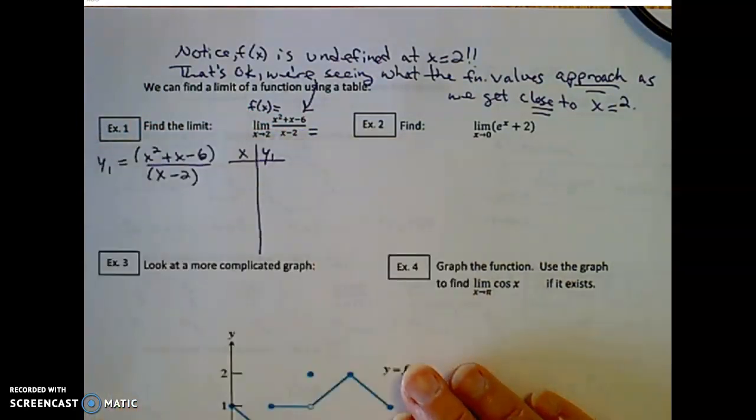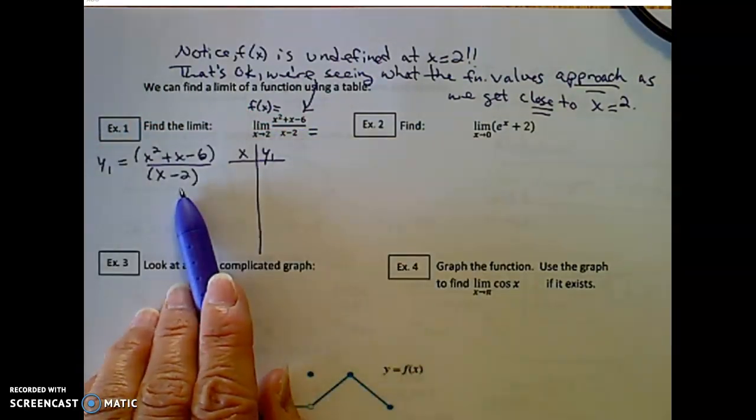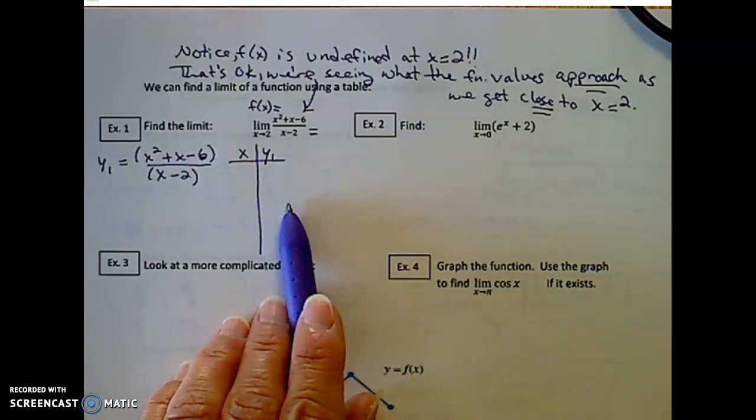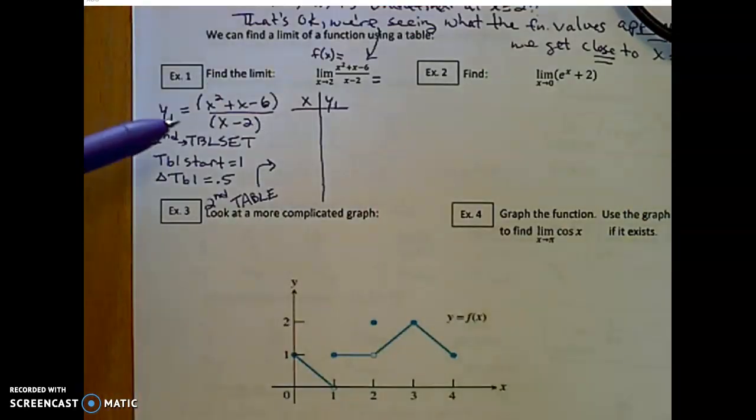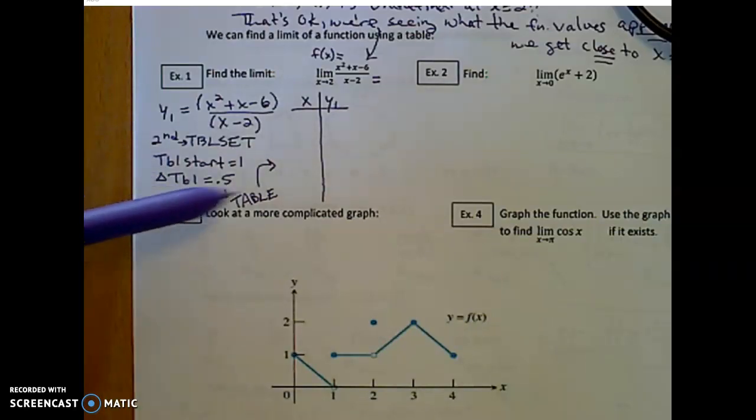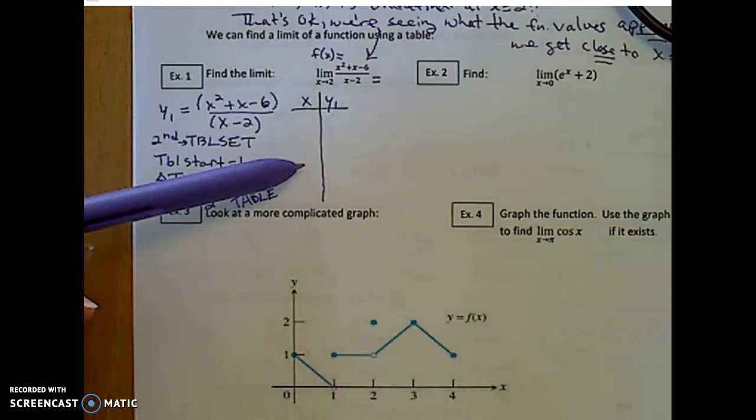Please take a moment and plug this into y1. I like parentheses in my numerator and denominator. And we're going to find a table of values. Go ahead. Okay, pause often and plug this in. Go to second, table set, and set this up. Table start at 1, change in table 0.5, and go to second table and record your table values.